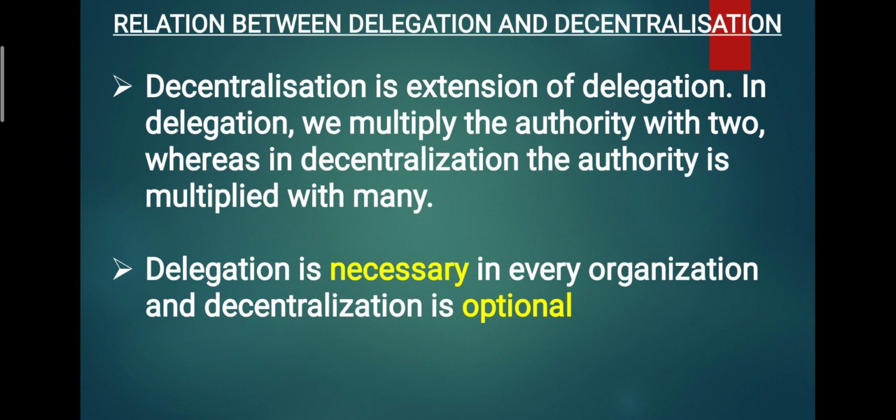The second point says delegation is necessary in every organization and decentralization is optional. That delegation is necessary. One single person cannot perform all the work in the organization, so he need to divide his work with his subordinate. And in case of decentralization, it is optional. It depends upon you whether you want to share the work with your own immediate subordinate or you want to divide the work with all of your subordinates. So it is optional. Delegation is necessary and decentralization is optional, right?